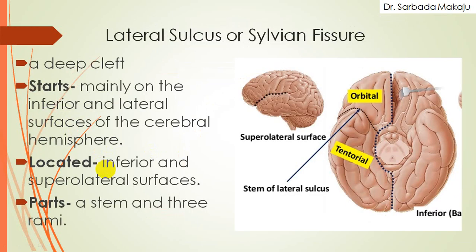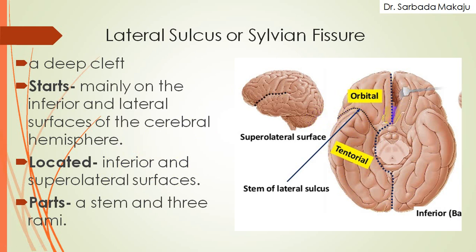Now the lateral sulcus. The lateral sulcus is also known as the sylvian fissure. This lateral sulcus is a deep cleft. It mainly starts from the inferior surface of the brain. This is the inferior surface of the brain, this is the orbital surface, and this is the temporal surface. In between them, there is a deep groove. This is the starting point of the lateral sulcus.